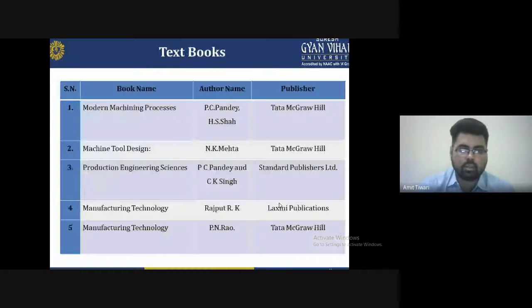Okay, so at the end of this lecture, I recommend some books for the machine tool series. Modern Machining by P.C. Pandey and H.S. Shah, Tata McGraw Hill Publisher. Machine Tool Design by N.K. Mehta, Tata McGraw Hill Publisher. Production Engineering by P.C. Pandey and C.K. Singh, Standard Publisher. Manufacturing Technology by R.K. Rajput, Laxmi Publication. And Manufacturing Technology by P.N. Rao, Tata McGraw Hill Publication.